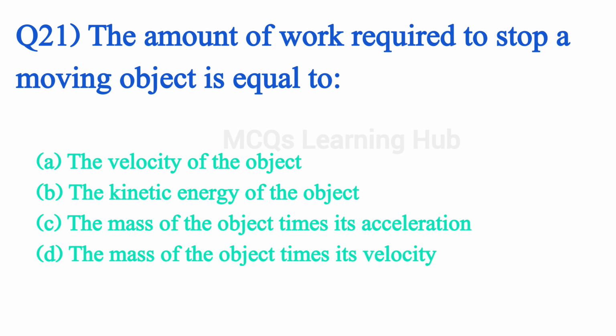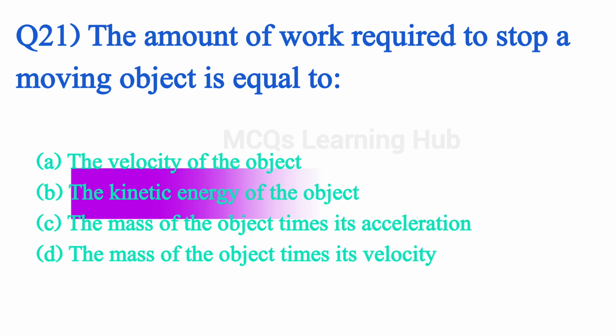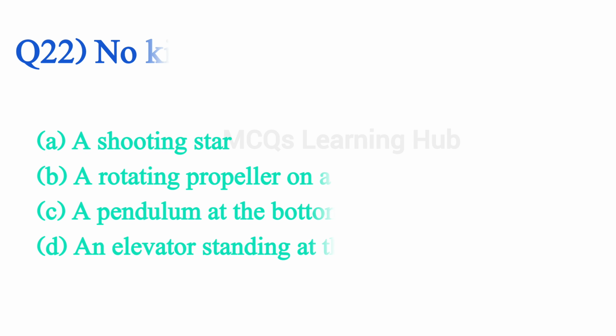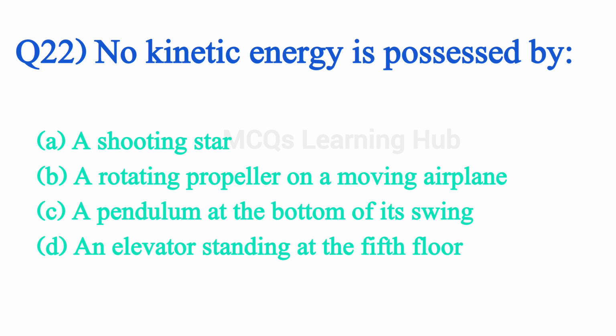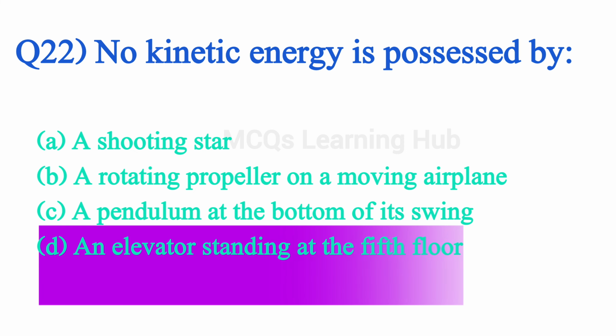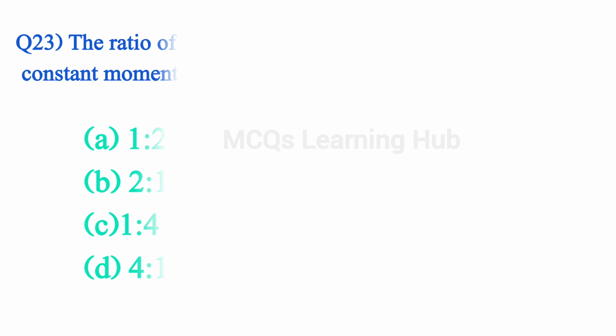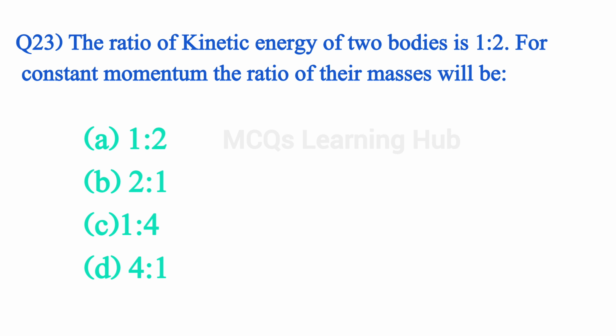The amount of work required to stop a moving object is equal to. Option B is correct. No kinetic energy is possessed by. Option D is correct. The ratio of kinetic energy of 2 bodies is 1 to 2. For constant momentum, the ratio of their masses will be. Option B is correct.